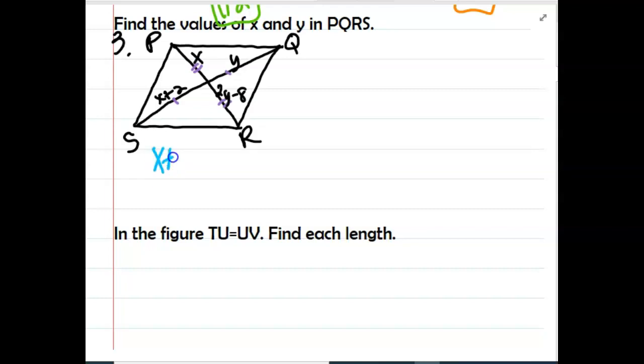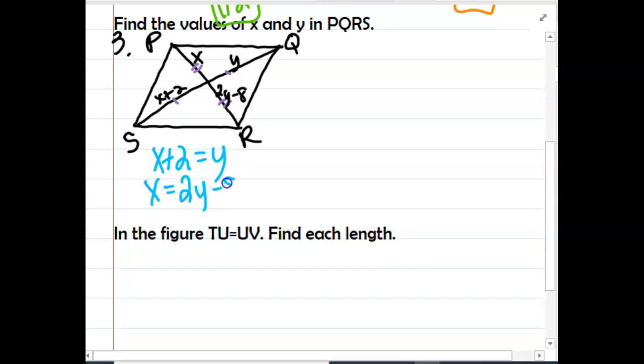I know that x plus 2 equals y, and I get why you guys are like, oh, I can't solve that one. We'll get to that, okay? What's the other equation I could write? X equals 2y minus 8. Now, I get it. You guys are like, well, that doesn't help anything because I can't solve for x if there's an x and a y. Yes, I can because I have two equations.